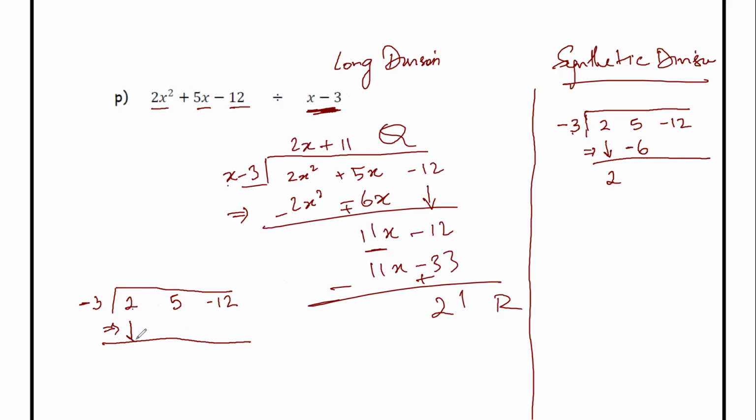Now bring back down the 2. Now minus 3 into 2 is negative 6. Change the sign and you bring down 11. Then minus 3 into 11 is minus 33. Change the sign. And then you get 21. Got it? Now what is this? What is this and this?